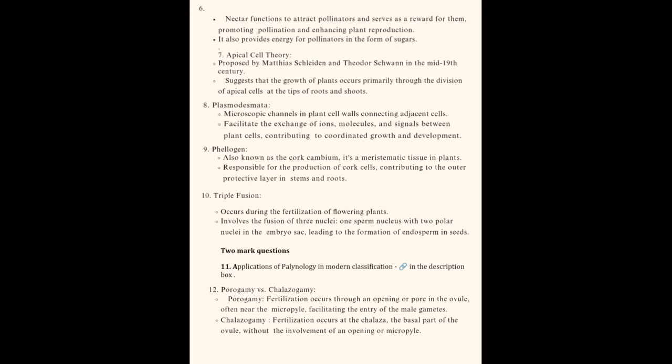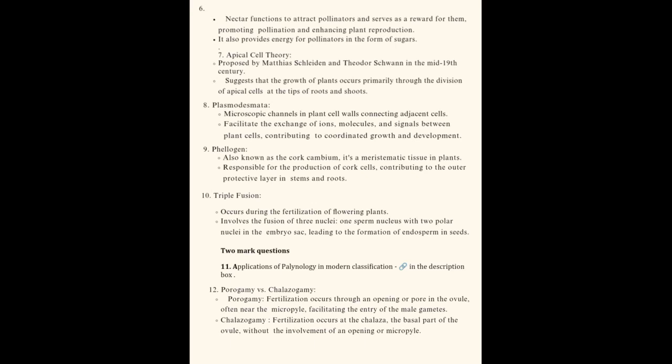8. Plasmodesmata, microscopic channels in plant cell walls connecting adjacent cells, facilitate the exchange of ions, molecules, and signals between plant cells, contributing to coordinated growth and development. 9. Phellogen, also known as the cork cambium, is a meristematic tissue in plants, responsible for the production of cork cells, contributing to the outer protective layer in stems and roots.